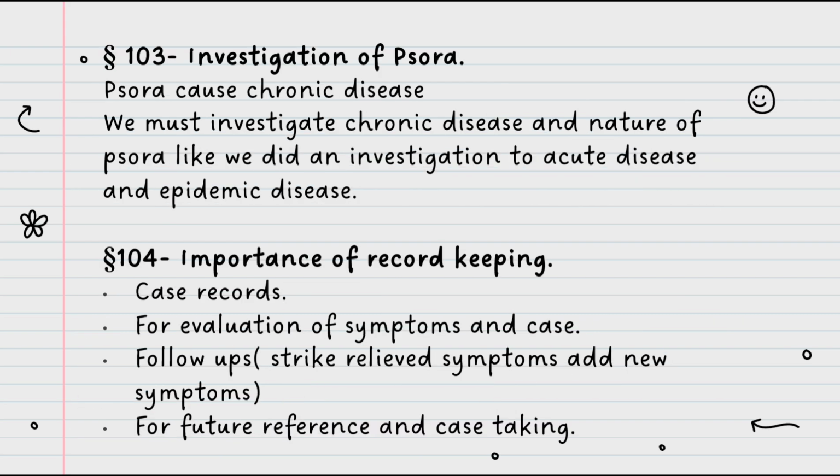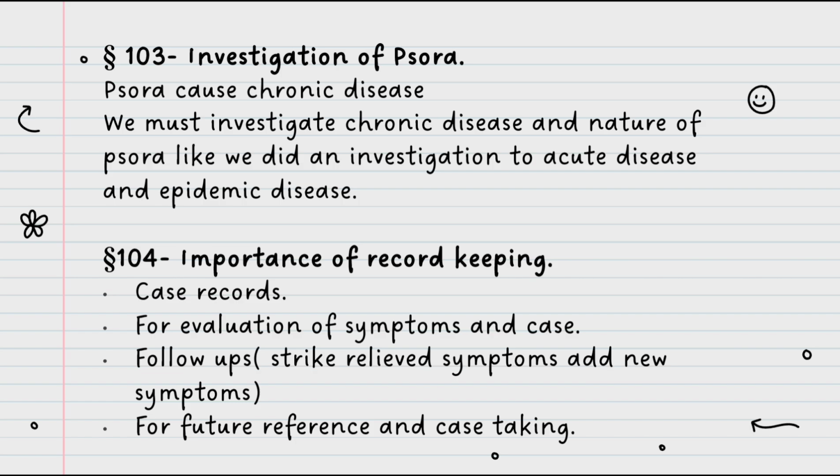Then aphorism 103, investigation of psora. Psora causes chronic disease, isn't it? We must investigate chronic disease and the nature of the psora like we did the investigation of acute disease and epidemic disease. So we should study psora too. We should study chronic disease also.